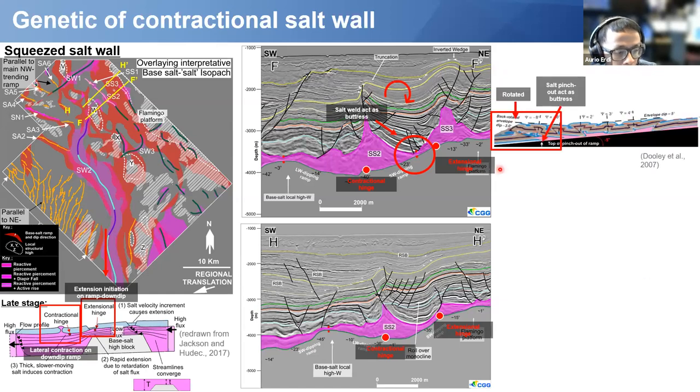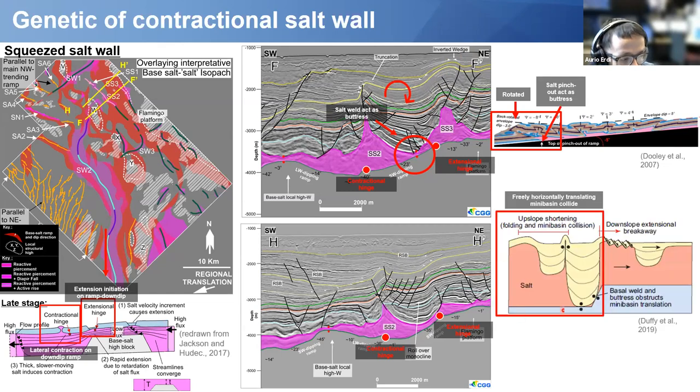The formation of the salt wall due to rotation can be compared with a physical model illustrating that salt rotation can induce a salt wall or salt pinch-out, while the inversion at the SS3 due to the salt wall can be compared with contraction on a mini basin obstructed by a buttress associated with the salt wall.